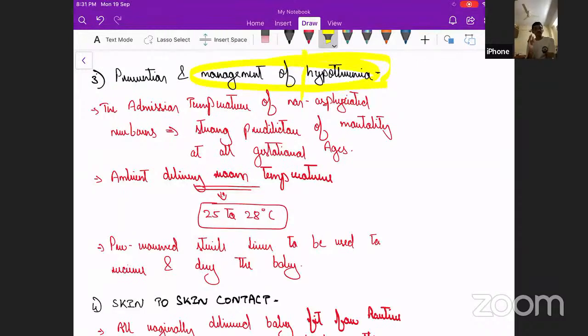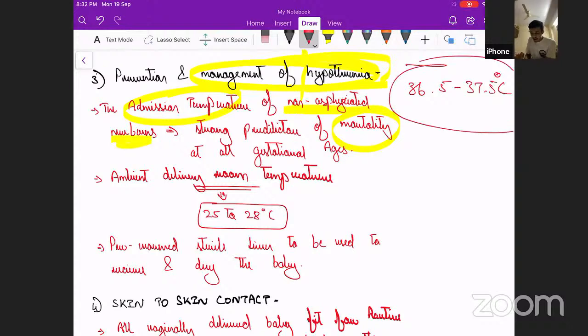Even in the algorithm, we saw that it was temperature followed by airway, breathing, circulation, and drugs. Because the admission temperature of a non-expected asphyxiated newborn strongly predicts the mortality of the child. So if the admission temperature is adequate, that is between 36.5 to 37.5 degrees Celsius, that would correlate with the mortality of the child at the time of admission to NICU. So that is why we give so much importance towards prevention and management of hypothermia.